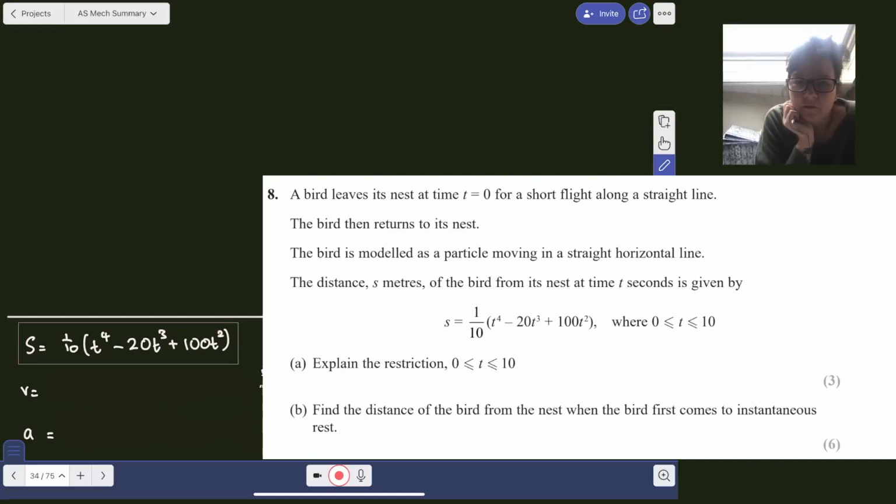15 seconds to read it through, jot down some notes, think about what we need to do. Look for information being given that we might need.